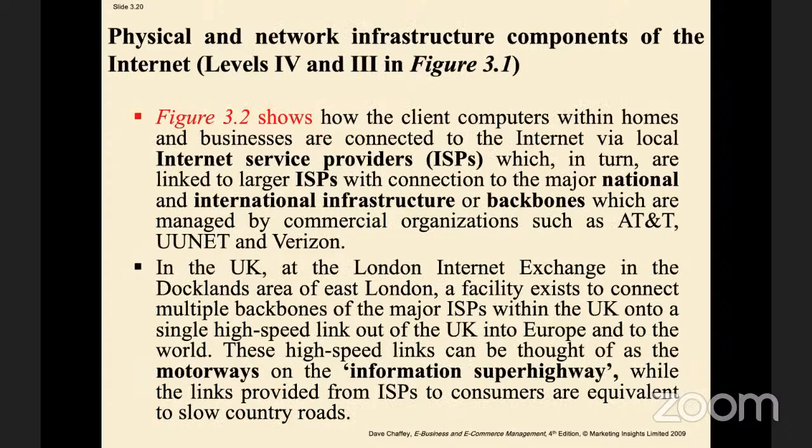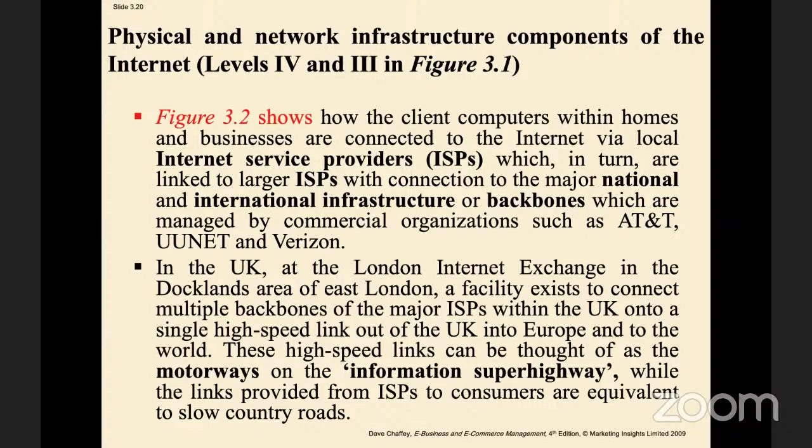Now, the physical and network infrastructure components of the internet, levels 4 and 3. What are the details? Figure 3.2 shows how the client computers within homes and businesses are connected to the internet via local internet service providers, ISPs, which in turn are linked to larger ISPs with connections to the major national and international infrastructure, the backbones, which are managed by commercial organizations such as AT&T, UUNet, and Verizon. These are very big telecom companies in the world.